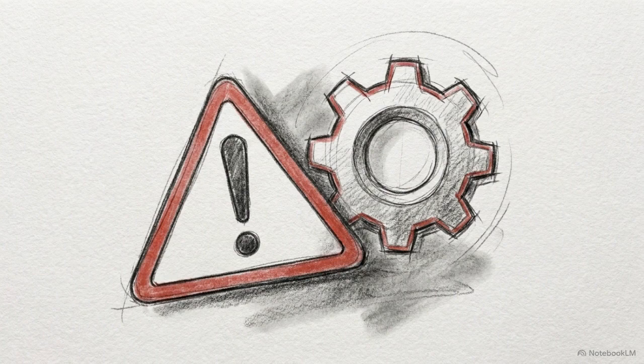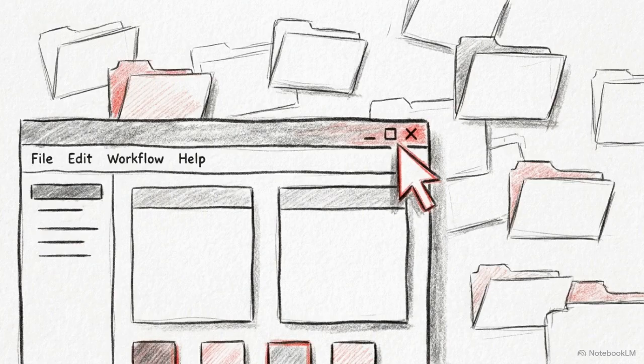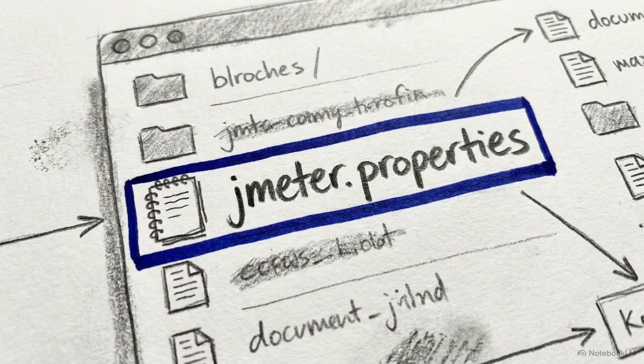Before we move to the command line, we have to fix a default setting. Running consecutive tests triggers a pop-up warning asking to overwrite previous results. That manual prompt interrupts automated testing. Close the JMeter GUI completely and go back to the bin folder in your file explorer. Locate the jmeter.properties file and open it using Notepad.